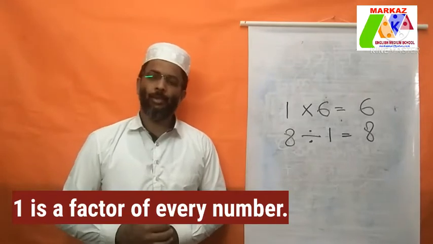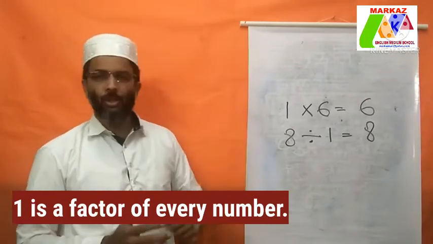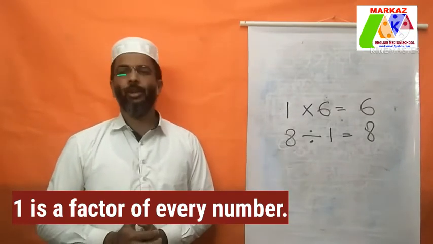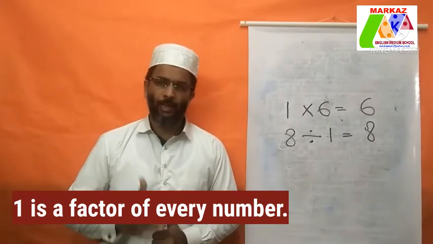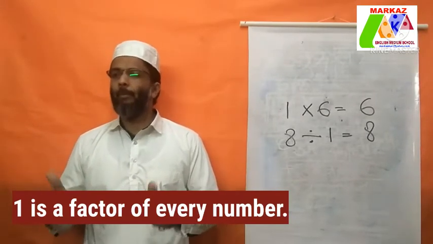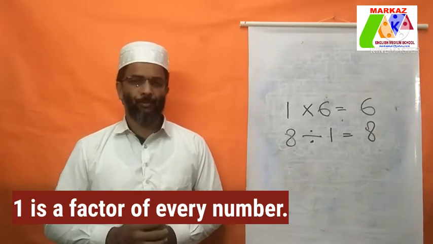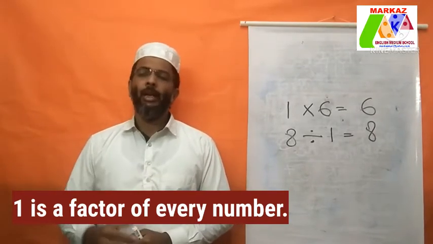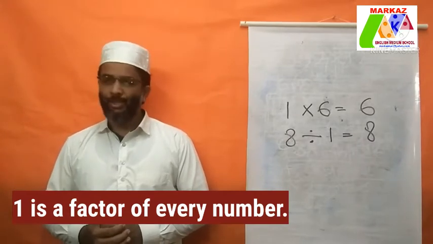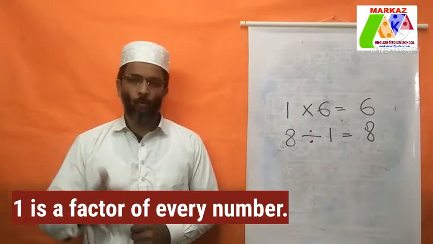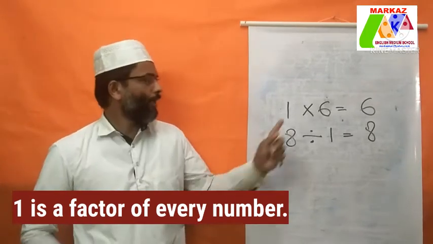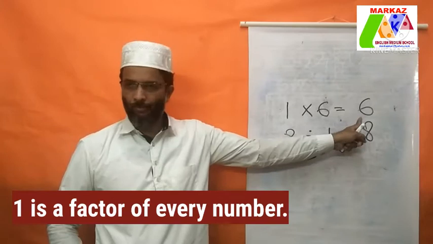Look at the examples. 1 into 6 is equal to 6. 8 divided by 1 is equal to 8. Thus, 1 multiplied by any number gives the number itself as the product. And any number divided by 1 also gives the number itself as the quotient.